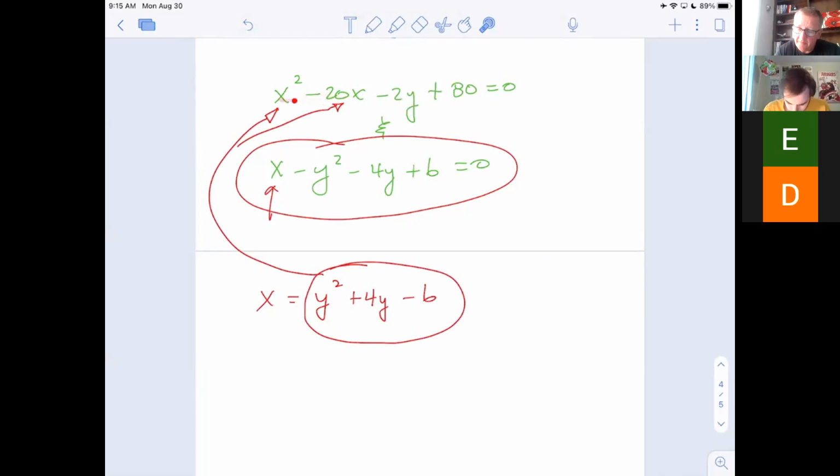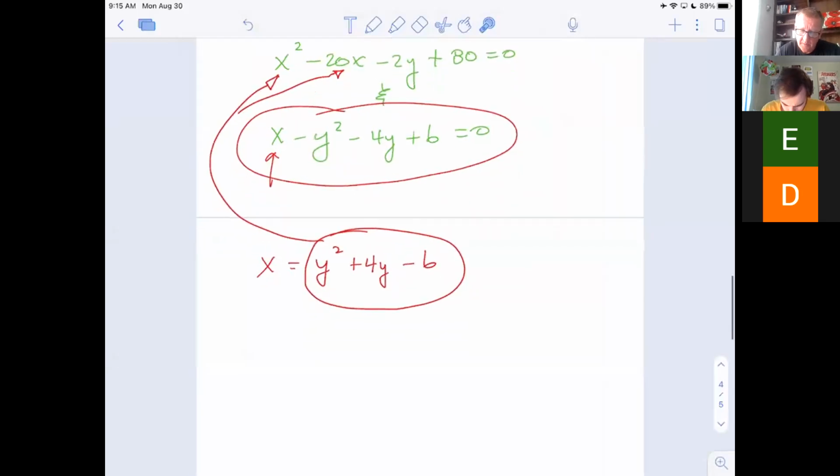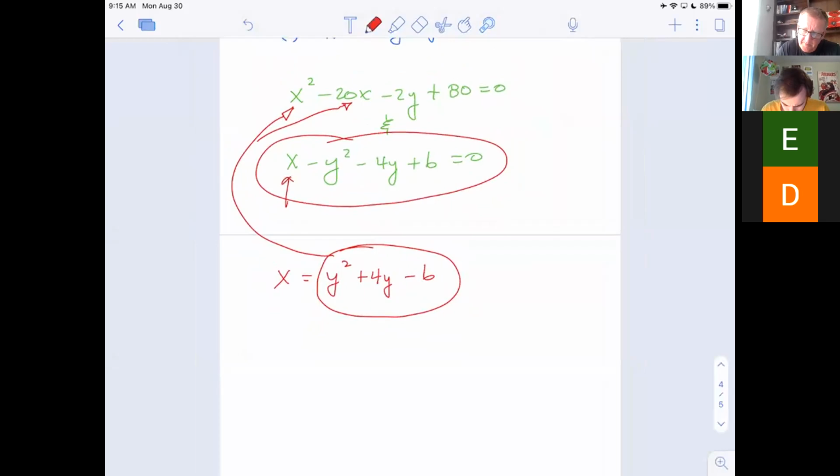I could have also solved this top one pretty easily for y. It wouldn't have been very easy to solve for x since there's an x and an x squared, but I would have had to divide by 2 and then I would have had fractions. And so I could have solved that one for y, but this one here was much better because it's just x. So let's see, what does that give me then?